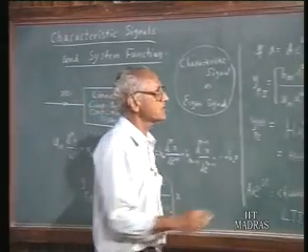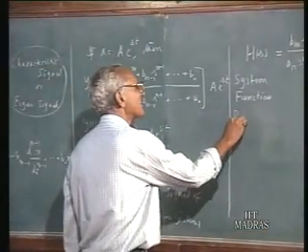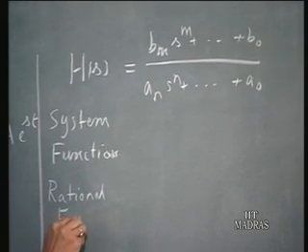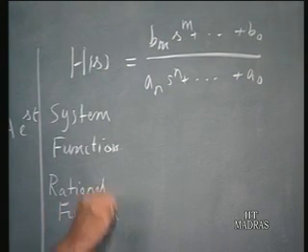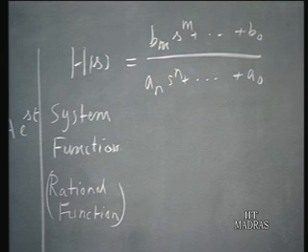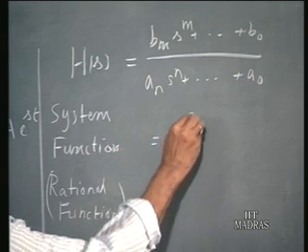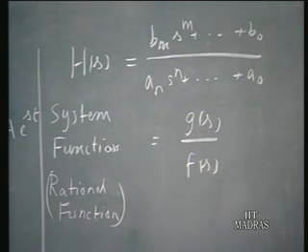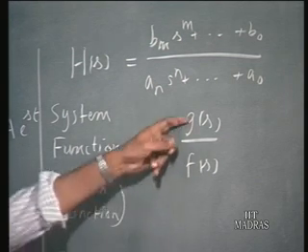So, this system function is a rational function for lumped parameter systems, which we are dealing with. Rational function means it is a ratio of two polynomials, and for linear lumped parameter systems, the system function turns out to be a rational function, a ratio of two polynomials. If I call this g of s over f of s, g and f are two polynomials, and these two polynomials are easily set up. If you look at the differential equations, the coefficients in the differential equation constitute the constants in these two polynomials.